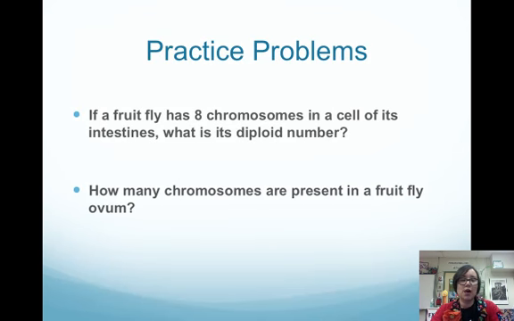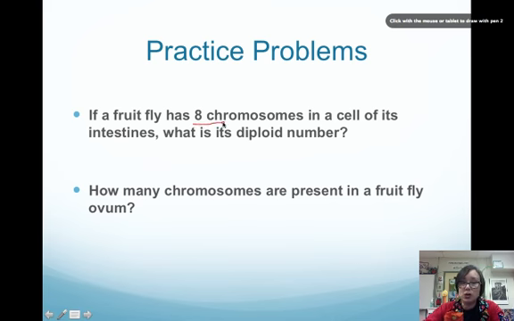So now let's do some practice problems with our vocabulary. If a fruit fly has 8 chromosomes in its intestines, so this is important, what is its diploid number? We're looking for the diploid number, and we should already know that diploid equals our 2N number.